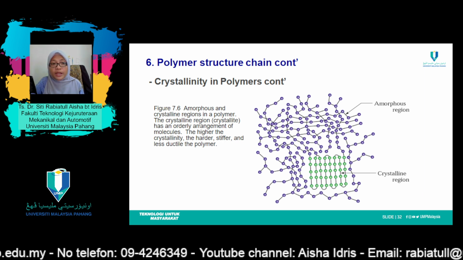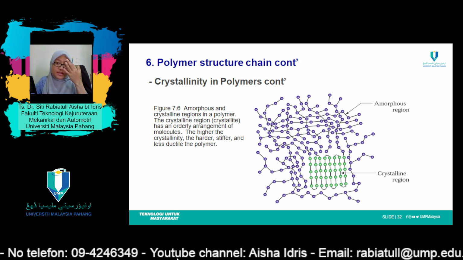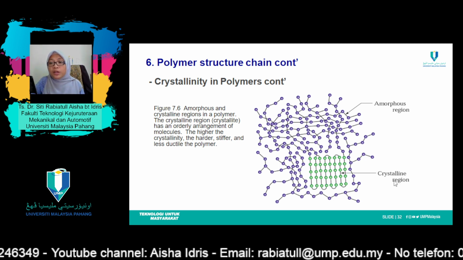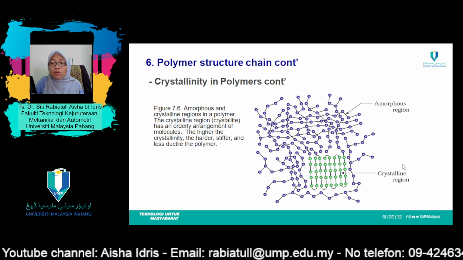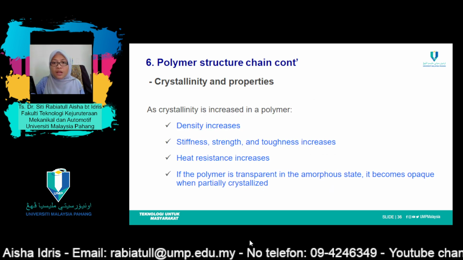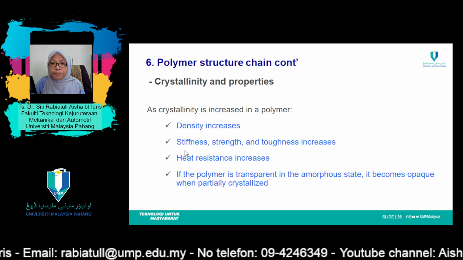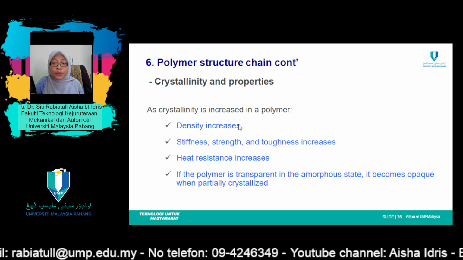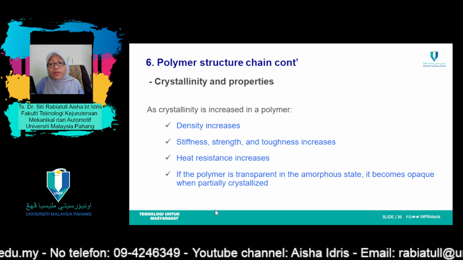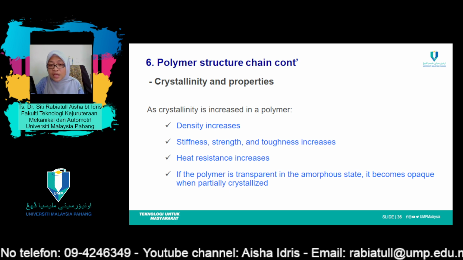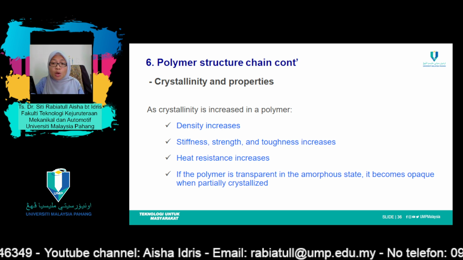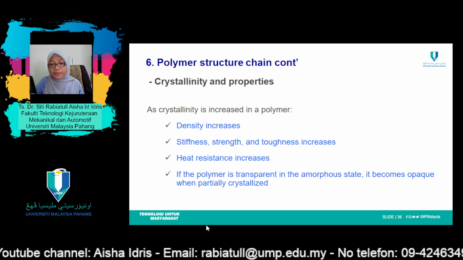And these are the structures that you may find in polymers. Yeah, the combination of amorphous and also crystalline region. So same goes to this one. So as crystallinity is increased in a polymer, the density increases, stiffness, strength, and toughness increases, heat resistance increases, and if the polymer is transparent in the amorphous state, it becomes opaque when partially crystallized.